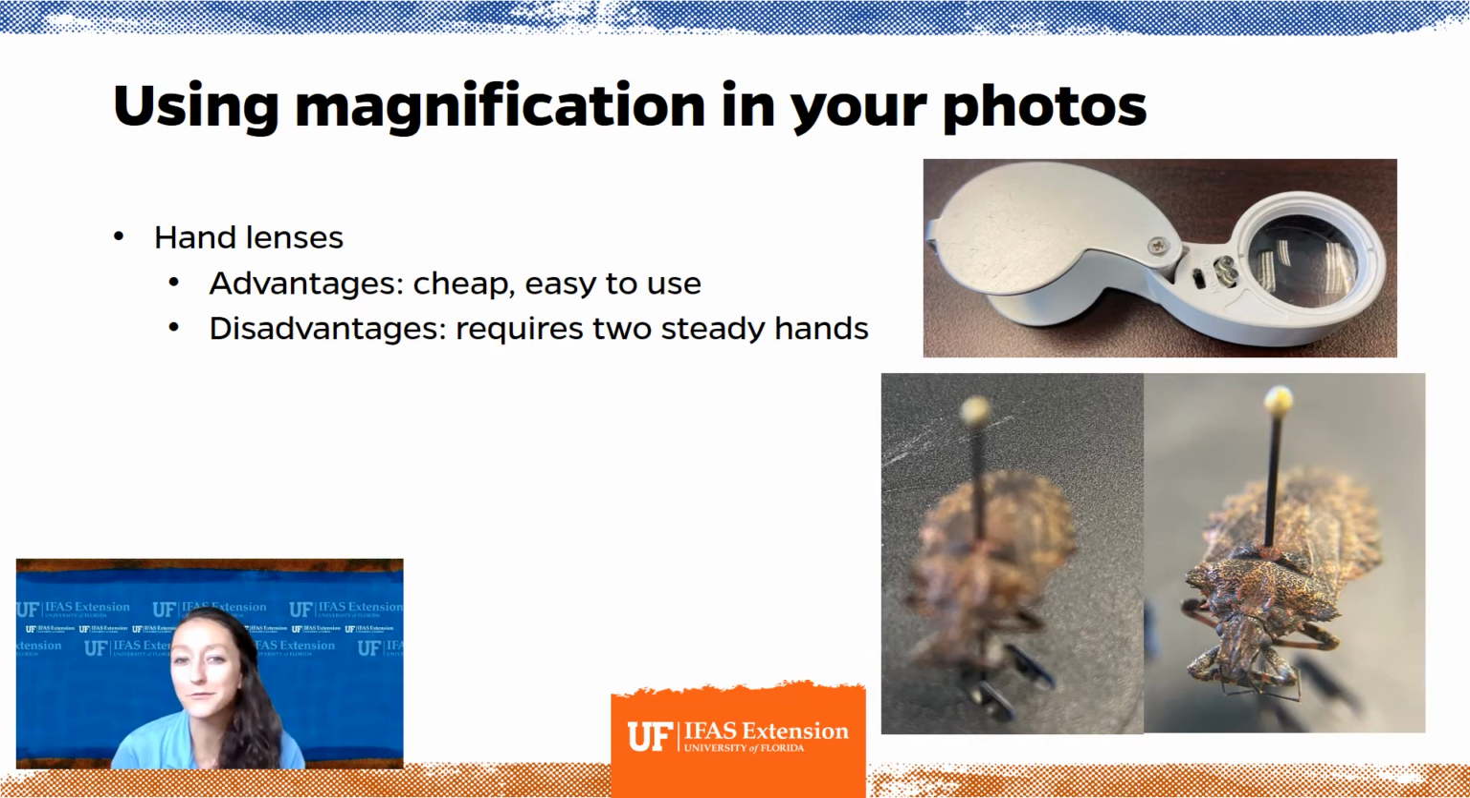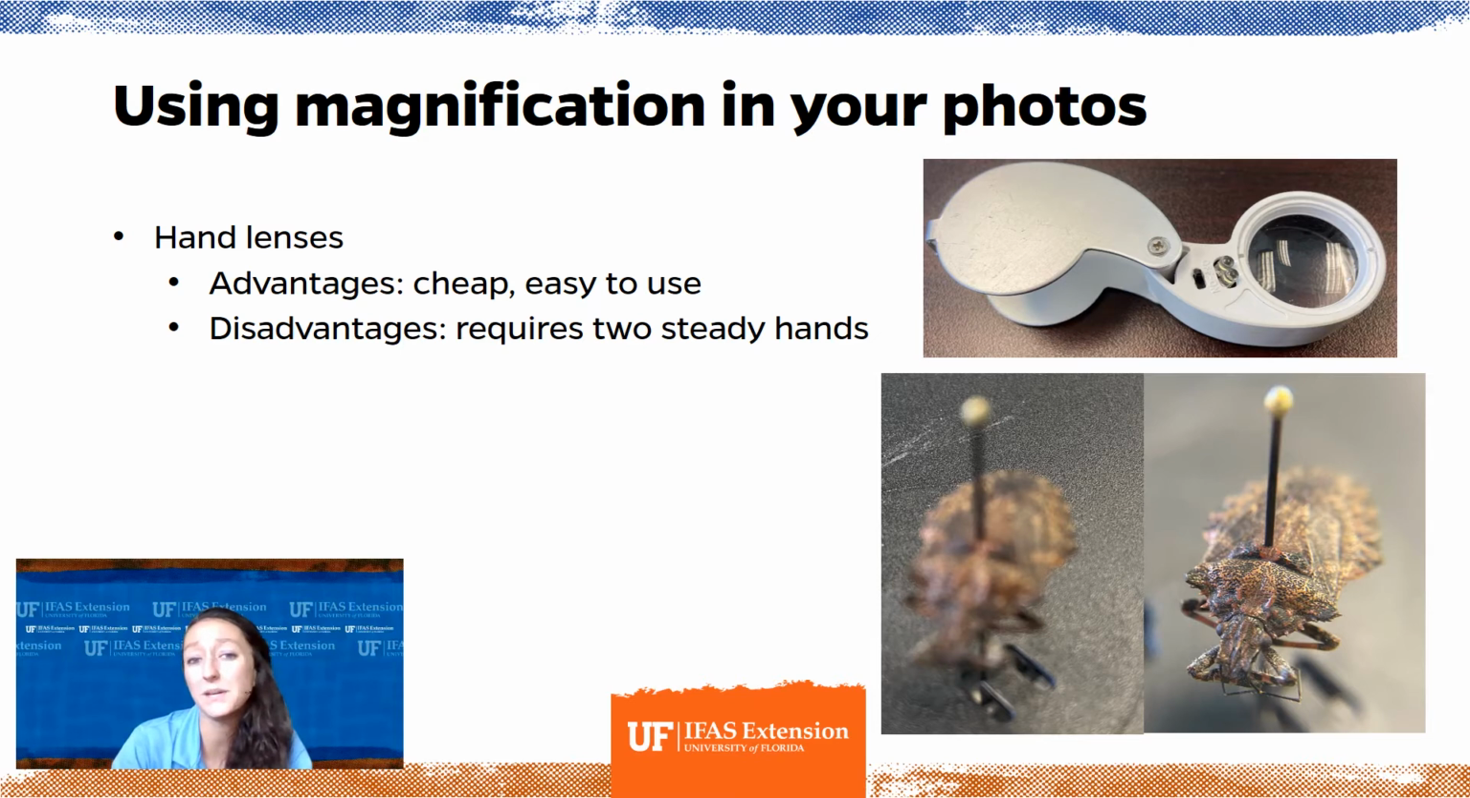So now that we've gone over some basic tips and tricks, we also want to talk about using magnification in your photos. There are some quick and cheap tools that you can use to help magnify your images and get a better, clearer, more detailed image of your specimen. For example, one of these is using hand lenses, where you have the phone and then you put the hand lens close to the lens of the camera and take a picture through the hand lens.